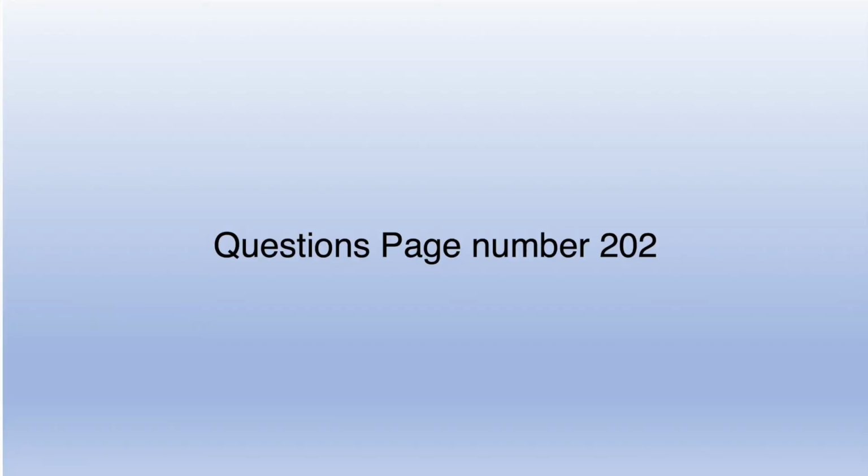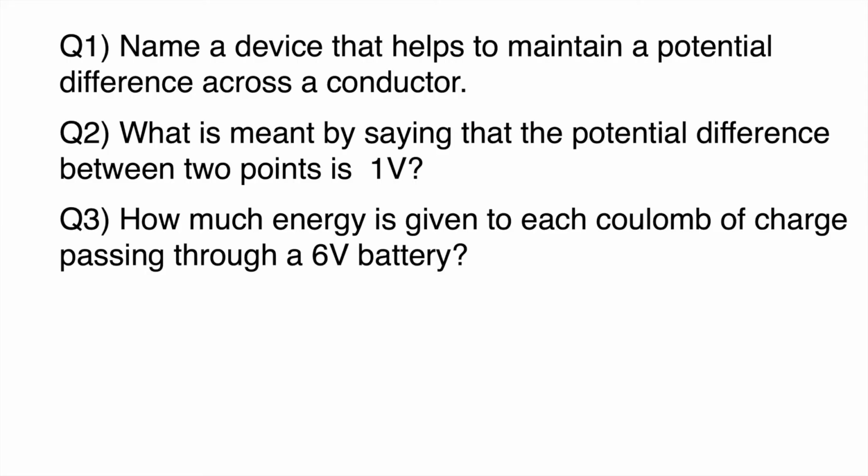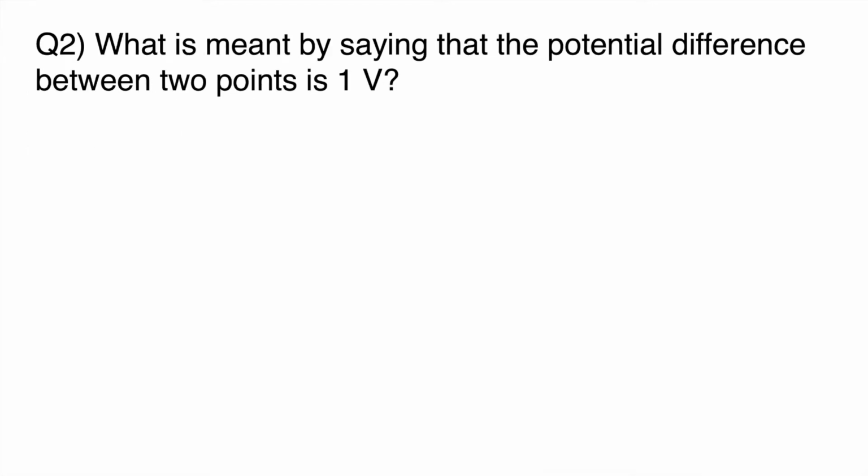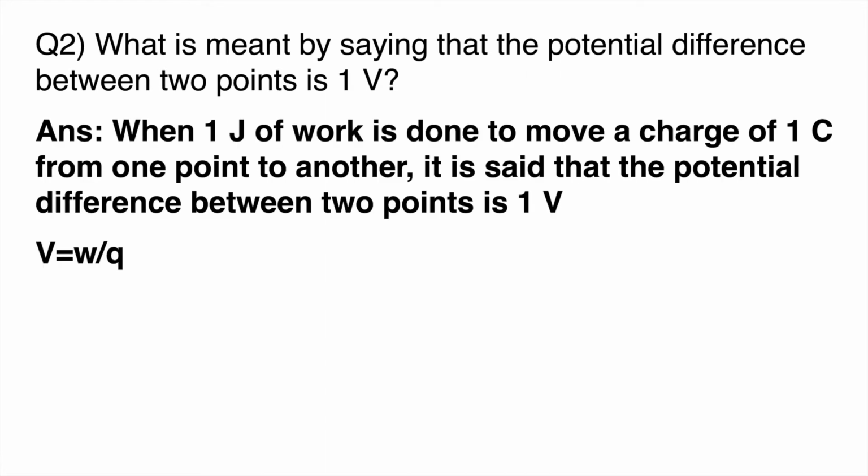Questions from page number 202. These are the questions. First question, name a device that helps to maintain potential difference across a conductor. That is cell or battery. Question number 2, what is mean by saying that the potential difference between 2 points is 1 volt? What is the meaning of that?